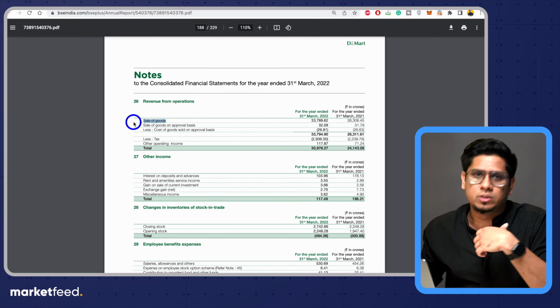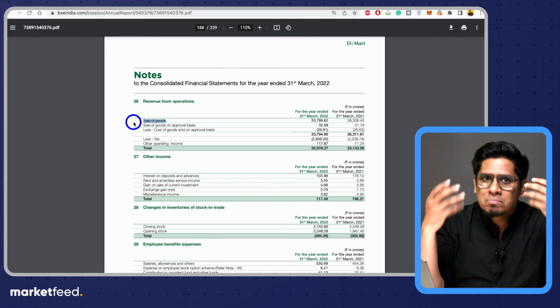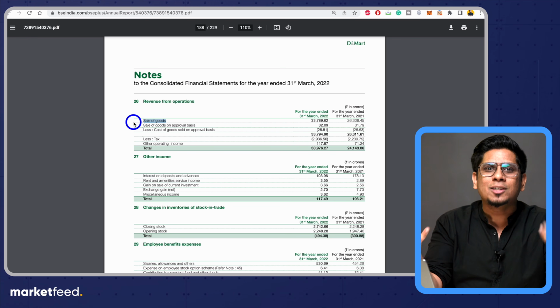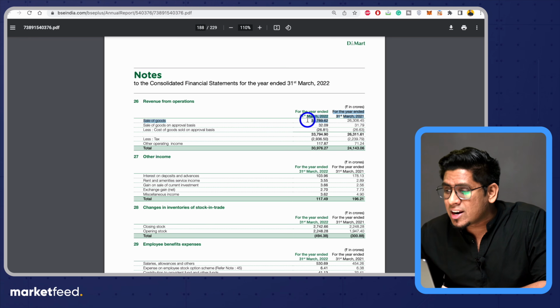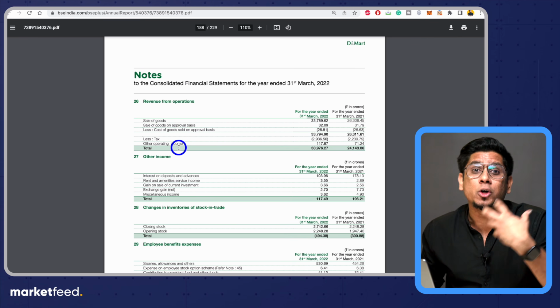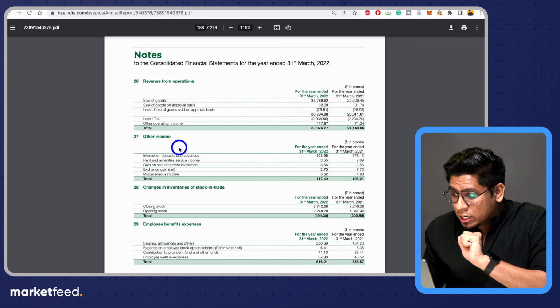Let's see, sale of goods. Obviously, Dmart's main operations is selling of goods in their supermarket. So sale of goods is the largest one with 33,789 crores, and there are some other items also. You can definitely look into that. Now let's look into other income.